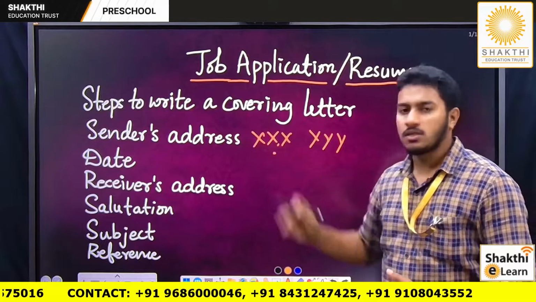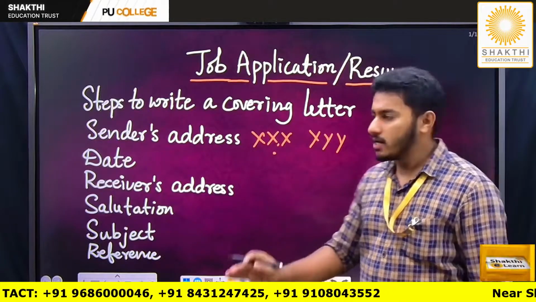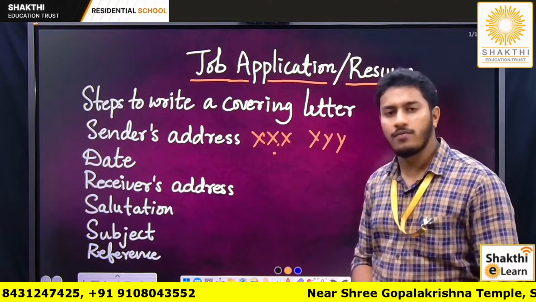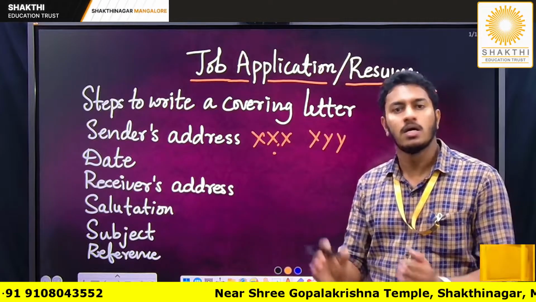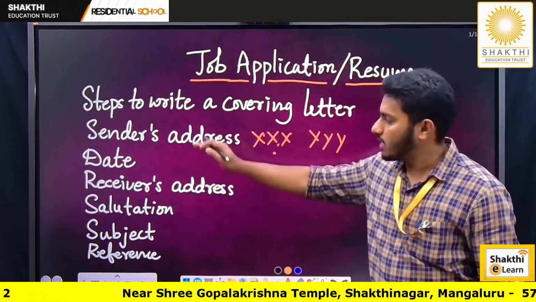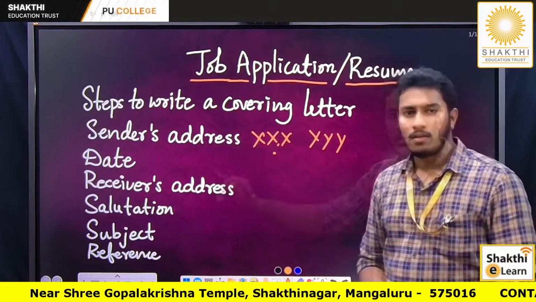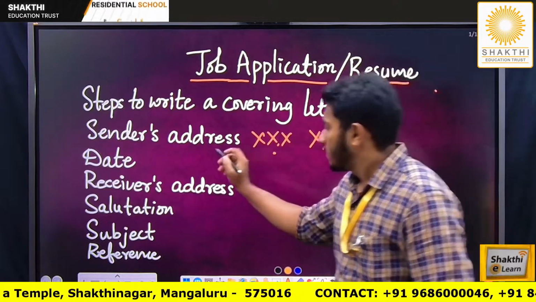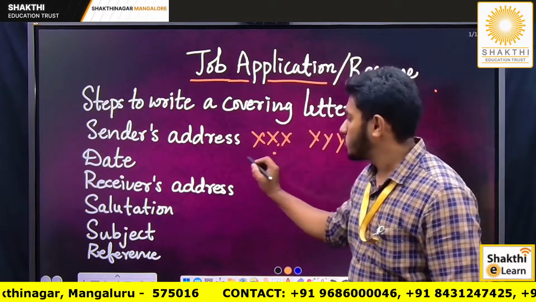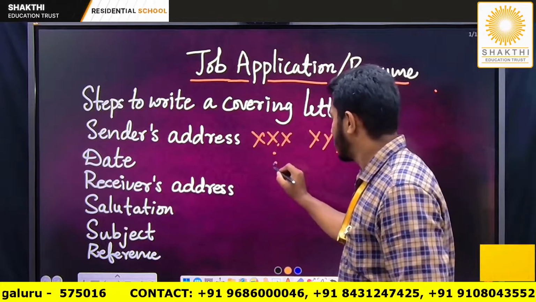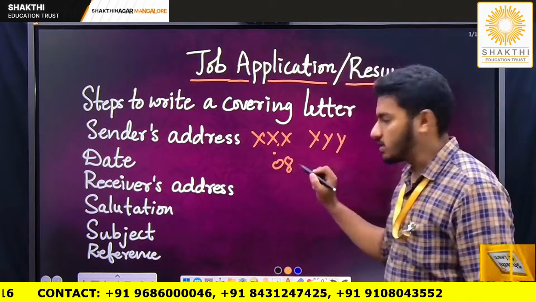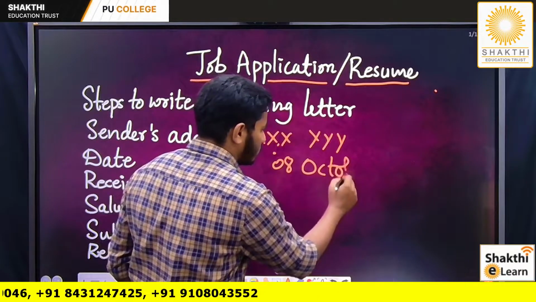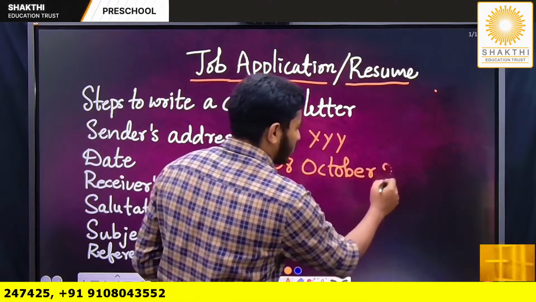The next thing that we are supposed to write is the date. Earlier we used to write the date in one of the corners, but in this method we are not going to write it in any of the corners; we write it after the sender's address. Here we are supposed to write the date in a particular manner. So this is how it is. In the beginning, we write the date. For example, it is 08 is the date, then October 2022.